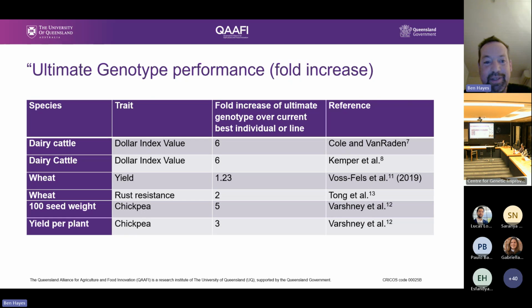Catherine Kemper did this in the Australian population as well and got this 6-fold increase. In plants, it really depends on how diverse the population you're looking at, and the increases are anything from 1.2 up to 5-fold increase. So some quite dramatic increases are possible. The question is, can we get there?